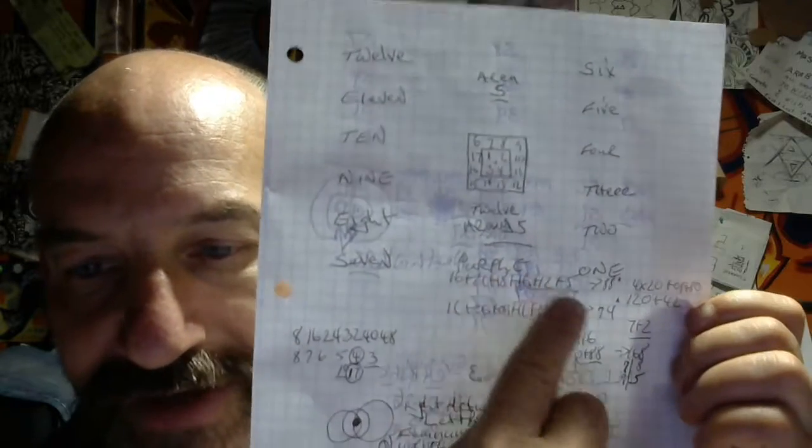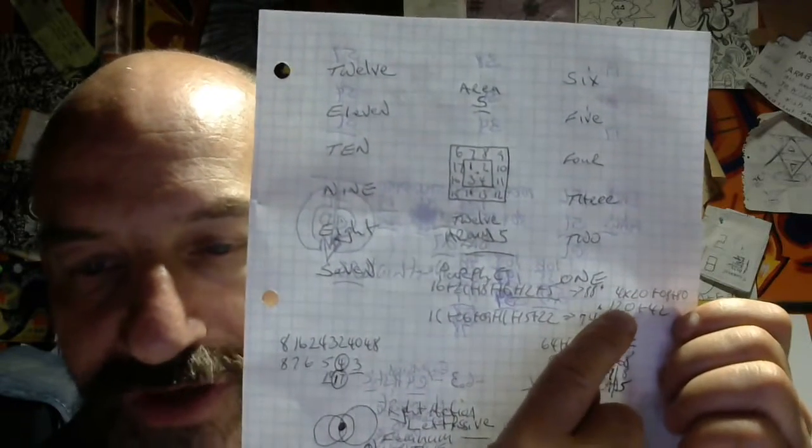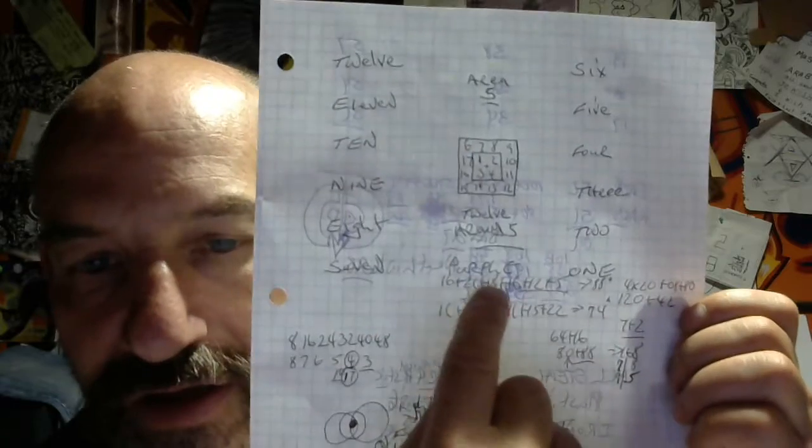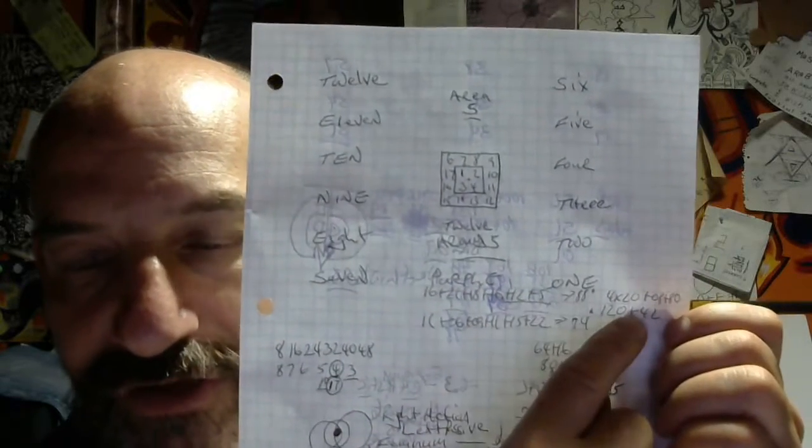6 letters to a 27 count, right? 6 times 27 is 120. Plus 6 times 7 is 42, 162.